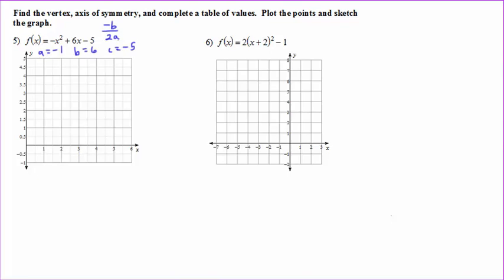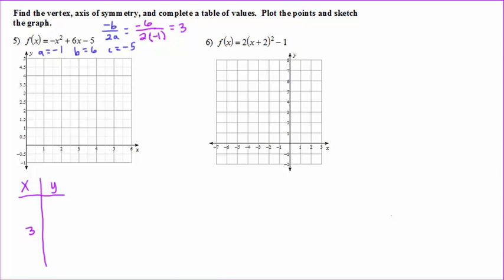So let's plug these values in. B is 6, so on top I have negative 6. On the bottom I have 2 times A, which is negative 1. Work this out: negative 6 over negative 2 is positive 3. So we put that in the middle of our table of values, because that is the turning point in our graph. It's either the lowest or the highest point.